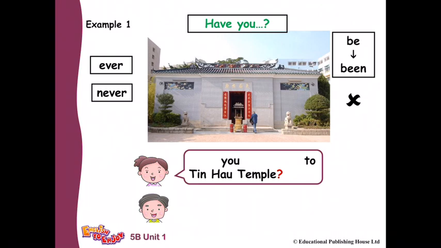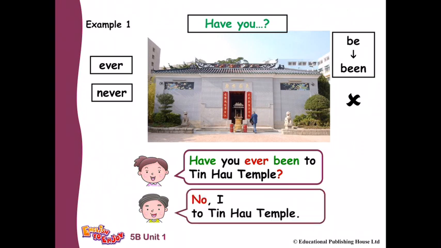When you see the cross on the top right-hand corner, you have to answer no, together with has or have, never, and add the past participle. We use past participle to answer the present perfect tense questions. Okay, let's start with the question. Have you ever been to Tin Hau Temple? There's a cross, so we answer, no, I have never been to Tin Hau Temple.